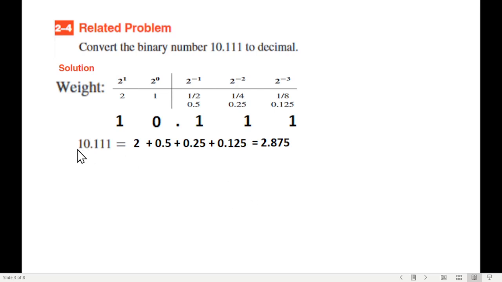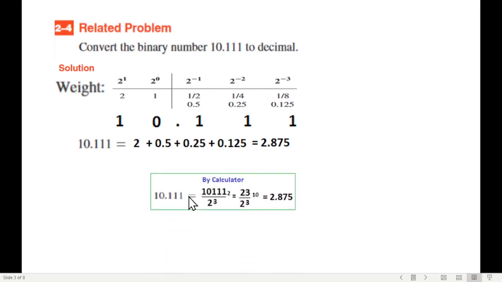Now unfortunately in the calculator there is no direct way of doing the fractional part, so we have to modify it a little bit. The modification is that we remove the decimal point, so this will become a whole number, and we have moved the decimal 3 places, so we'll divide it by 2 raised to the power 3. And this binary we can convert into decimal as we did earlier. So let's do it.